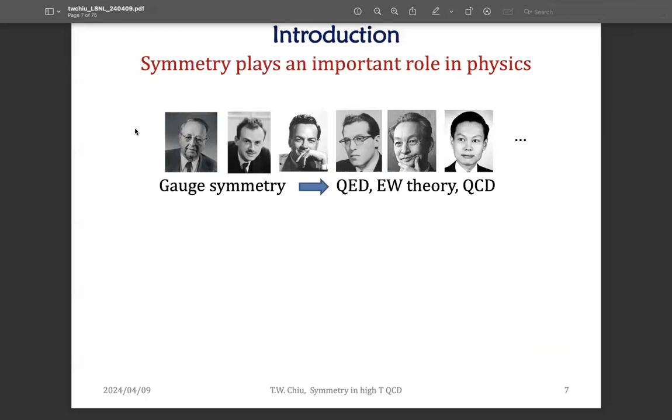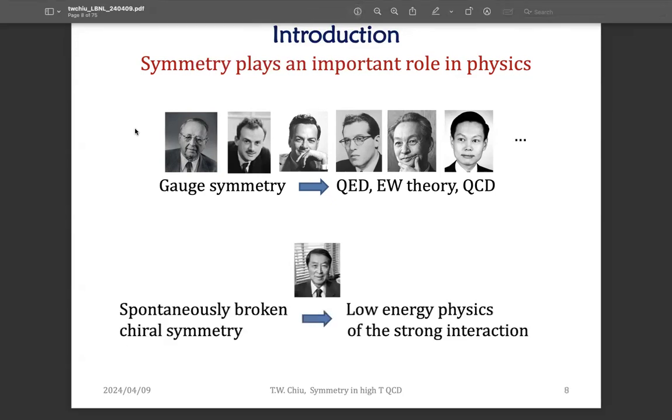So, can you recognize this guy? Can you recognize this guy? Hermann Weyl. Okay, so the others, you know, this is Yang. And the spontaneously broken chiral symmetry. So this is not a perfect symmetry, it's spontaneously broken by the vacuum of QCD. But it was recognized by Nambu a long time ago, in 1960 or so. And of course, in the context of QCD, it becomes more clear, and gives us the low energy physics of the strong interaction.